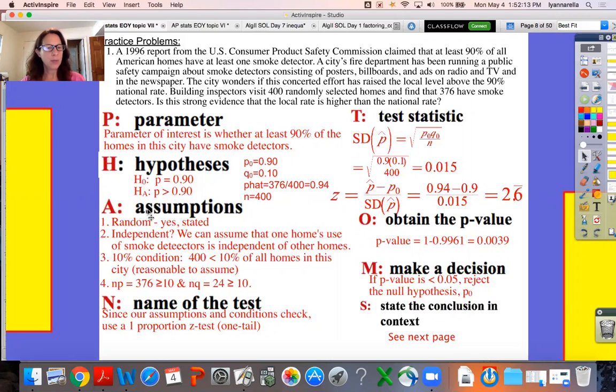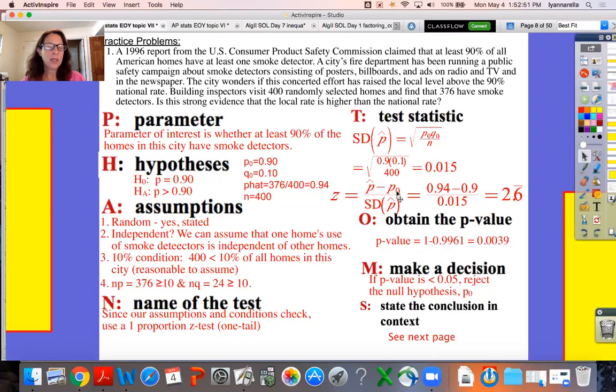So remember your assumptions. There's always 4 assumptions for inference tests. Random, independent, and the 10% condition are across the board for all inference tests. np is when you have a proportion. So you need the np numbers and the nq numbers to be greater than or equal to 10. Well, np is the successes, so that's 376. All the rest of them are non-successes. The other 24 are nq, and both of those are greater than or equal to 10. So always know your assumptions, because my guess is they will ask you those. And of course, because it's a proportion and not a means test, we're doing a 1 prop z test.